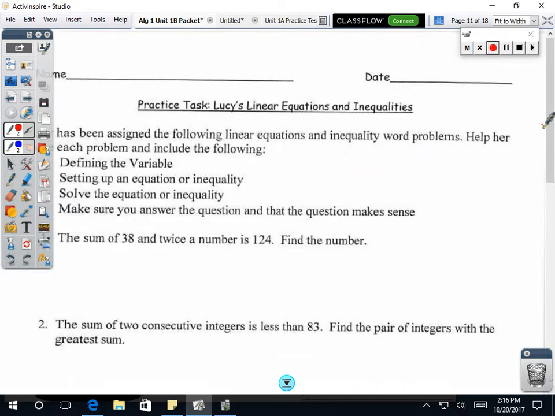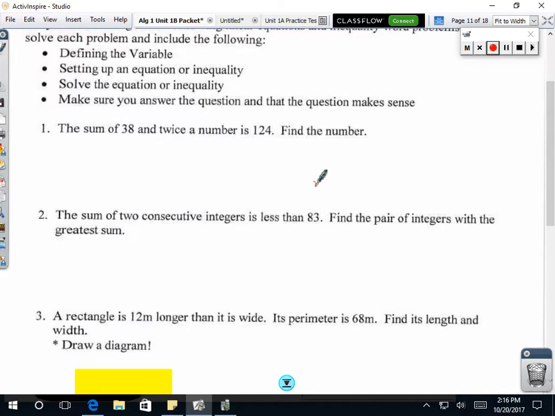Page 10. Number 1, the sum of 38 and twice the number is 124. Find the number. Okay? The sum means we're going to be doing what? Addition. And addition means we've got at least 2 things being added. What's one of those things? And you're going to add what to it? How do you represent that? And then it is, which means equals 124. Okay, so that's the equation.